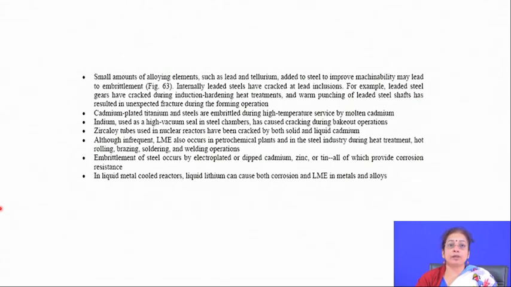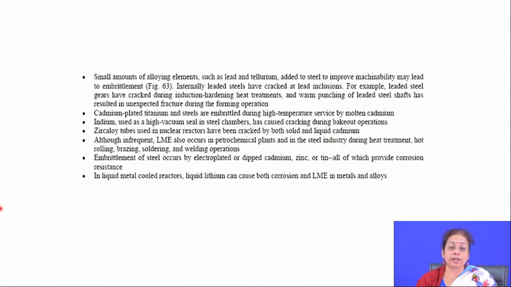Sometimes small amounts of alloying elements such as lead and tellurium, when added to steel, improve the machinability but lead to embrittlement phenomena. Cadmium plated titanium and steel are embrittled during high temperature service by molten cadmium. So, you can say that small amounts of different ingredients can cause severe trouble through liquid metal embrittlement. Similarly, indium used as a high vacuum seal in a steel chamber causes cracking during bakeout operation. Zircaloy tubes used in nuclear reactors have been cracked by both solid and liquid cadmium.